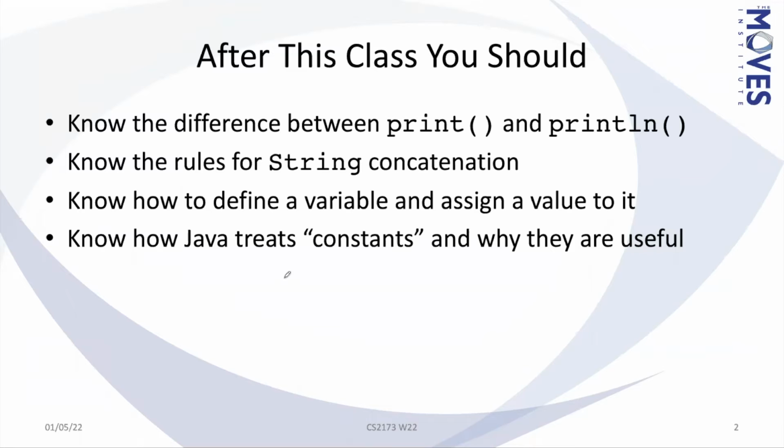Okay, so the difference between print and print line, and again, the gotchas for string concatenation; define variables and assign a value to it. Again, this is something that you have done previously. The difference is that in Java, because Java is strongly typed, when you define a variable, you can't just start using it. You have to say what kind it is, and then the constant thing.